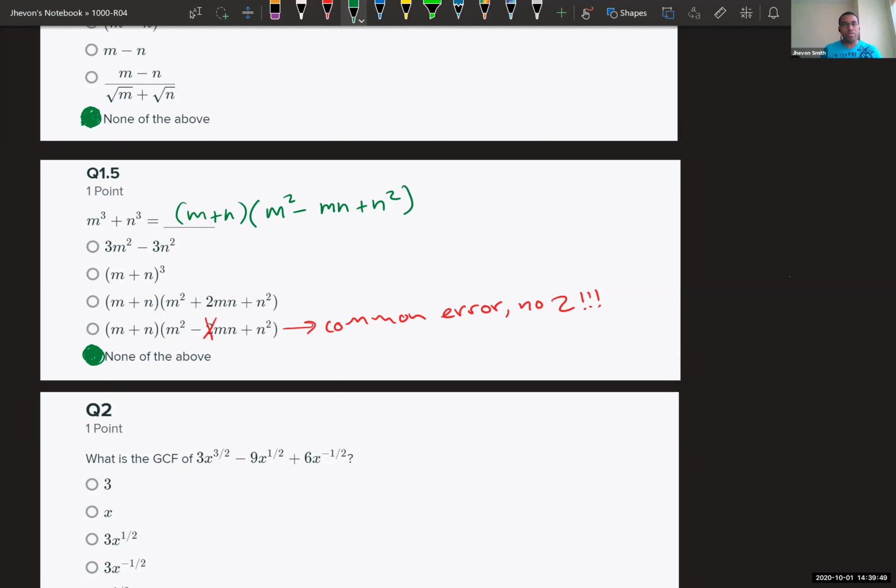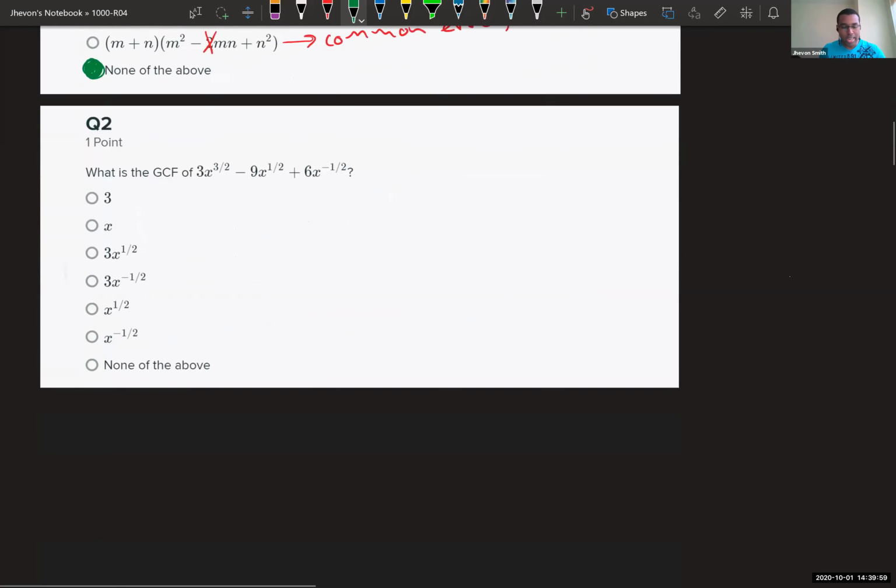So back when this was in-person classes and I would ask this on a quiz, students would literally write in the 2s as an answer, right? So it wasn't multiple choice at that point. So don't write in the 2s.